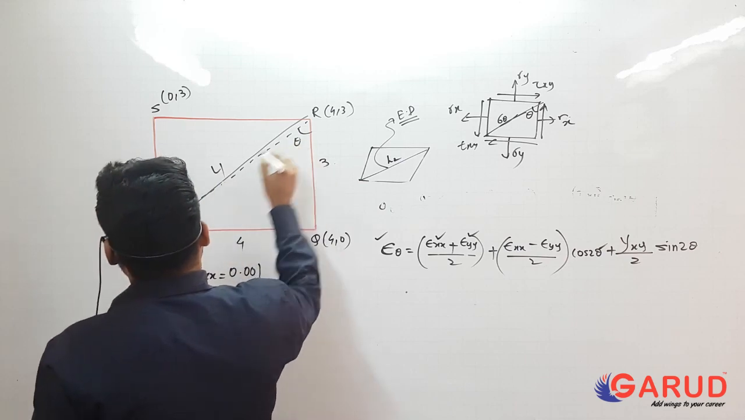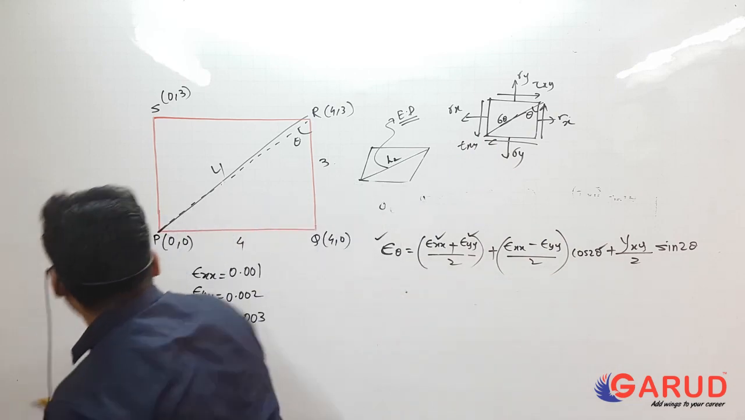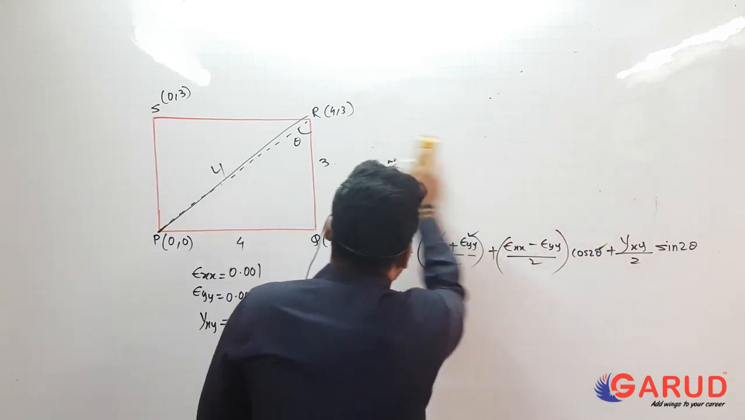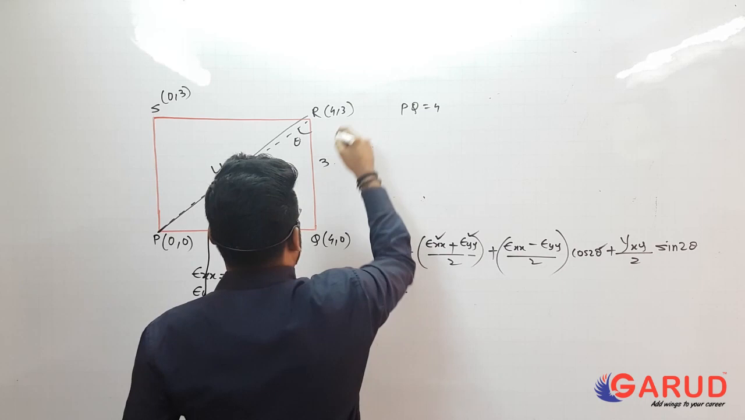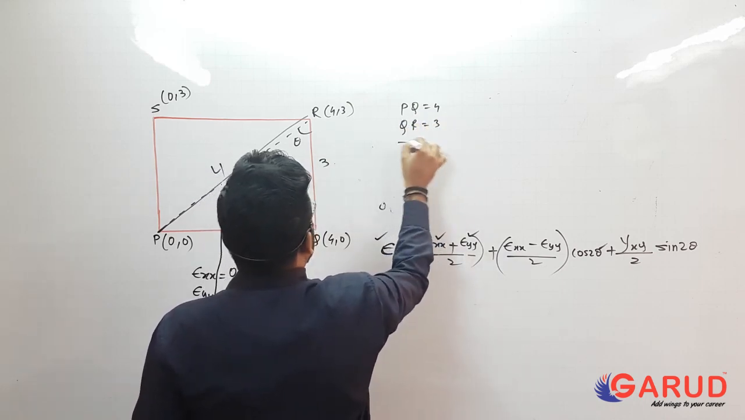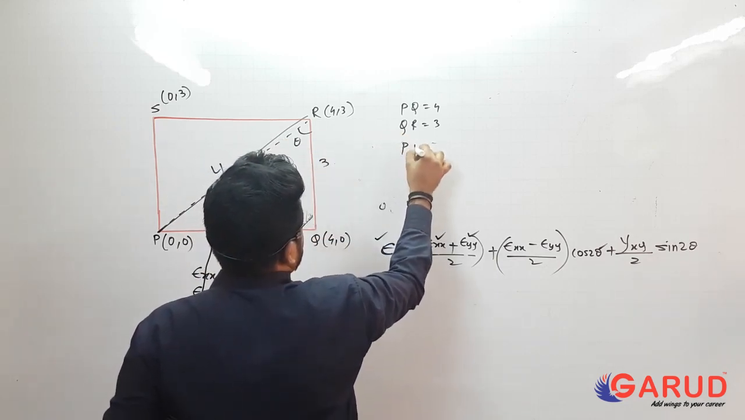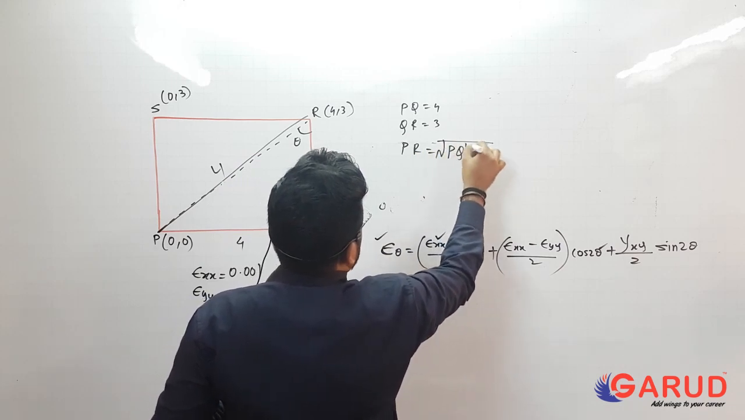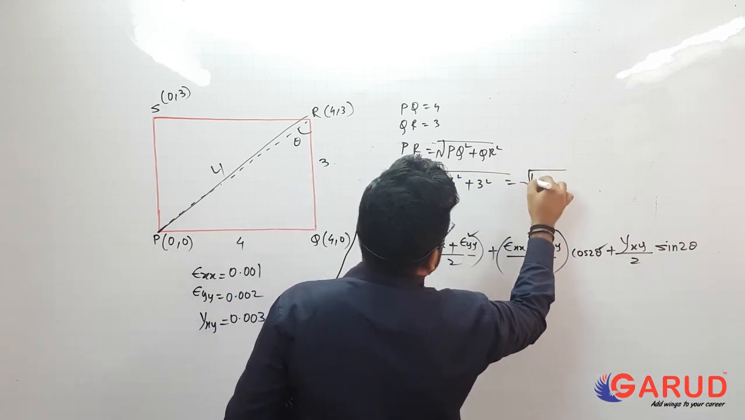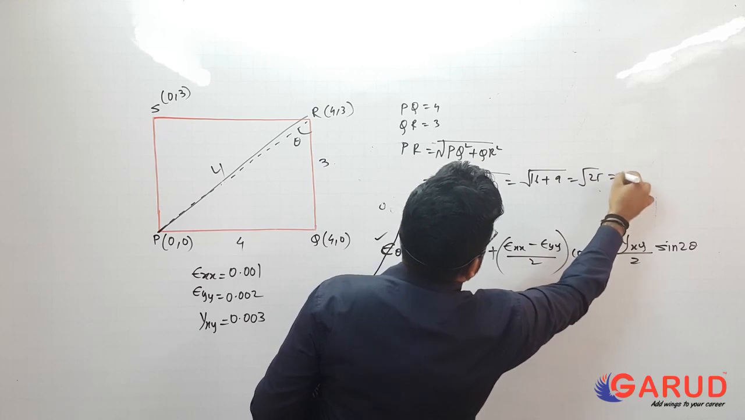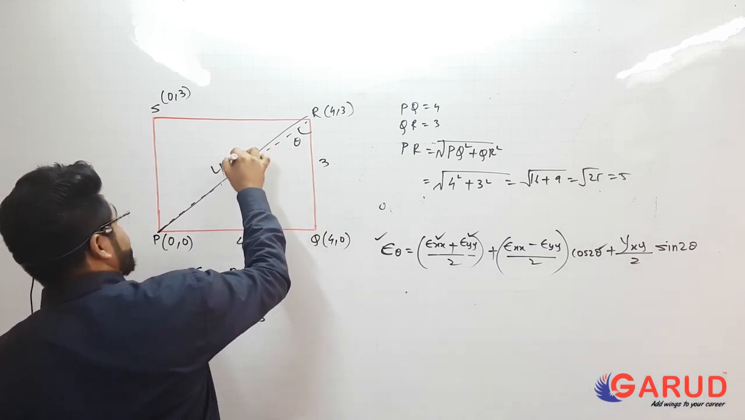So what will be the length of PR? Very easily I can find out the length of PR. I am just removing the remaining part which is not required so that your board will be very clear to you. I know that PQ is 4 and QR is 3. So obviously, PR, the total undeformed diagonal length, will be equal to the square root of PQ squared plus QR squared, that is the square root of 4 squared plus 3 squared, that is 16 plus 9, square root of 25, that is 5. From there I can tell that the original length of the diagonal was 5.